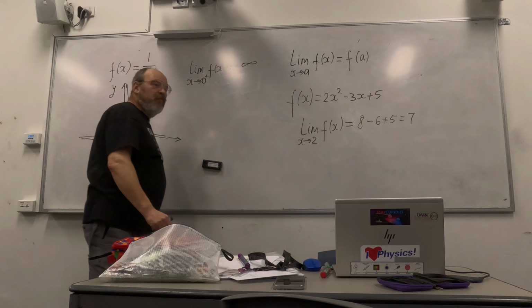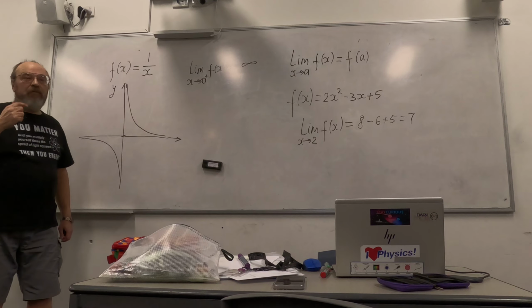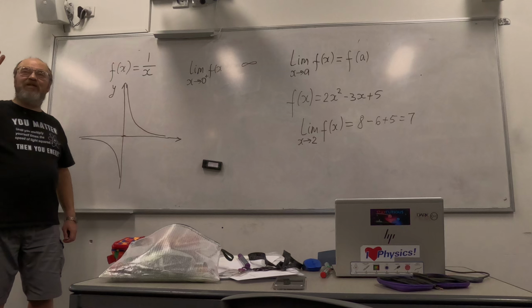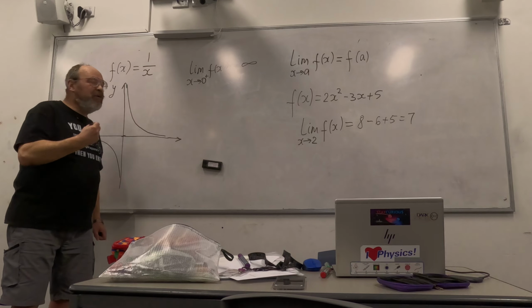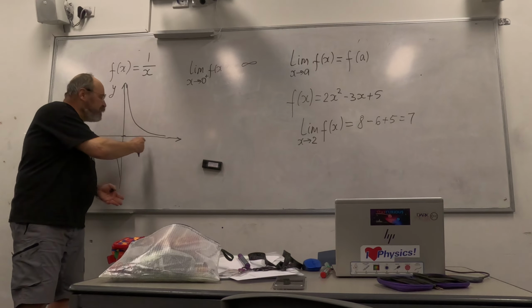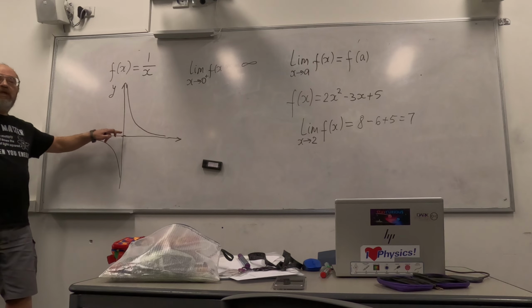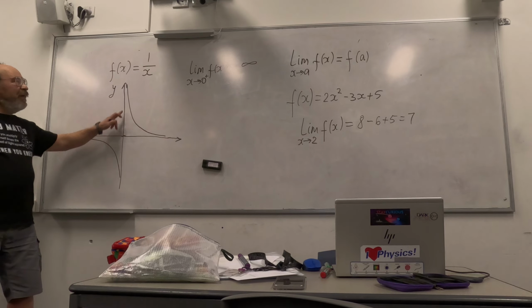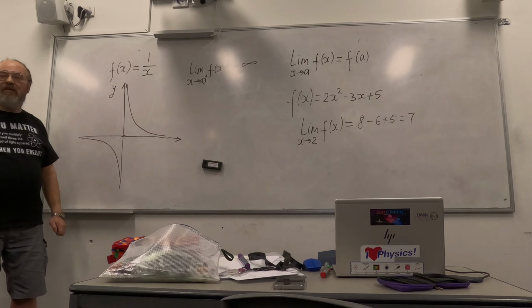You can't divide by zero. It does not equal infinity, but that's what it's approaching. When x is coming closer to 0, the function is approaching infinity.